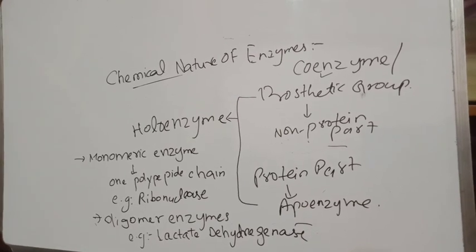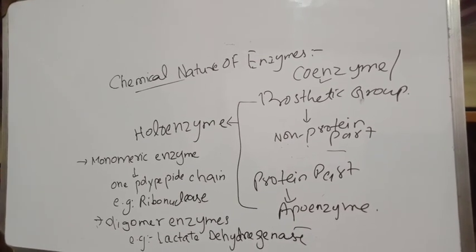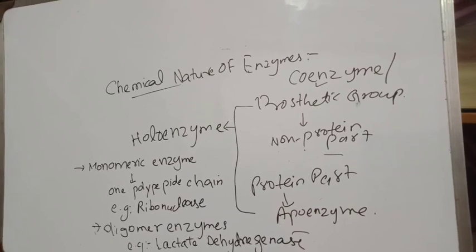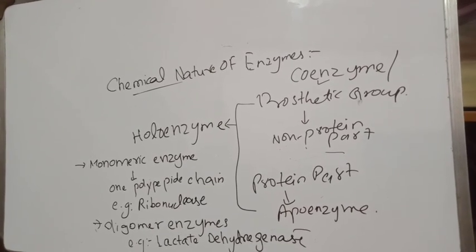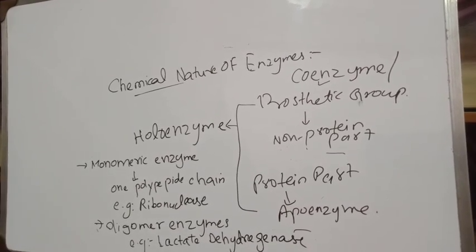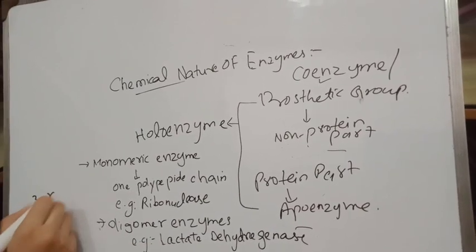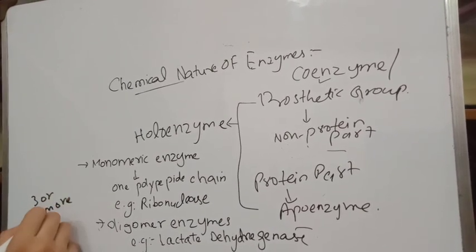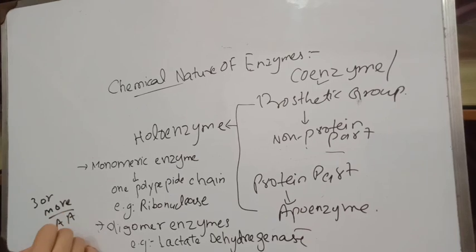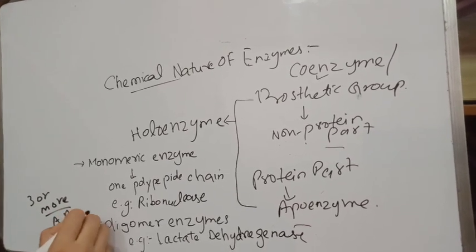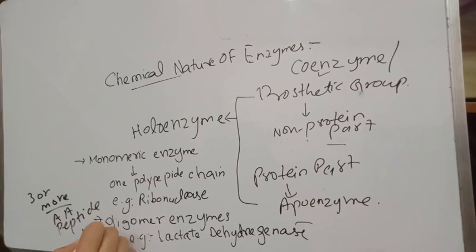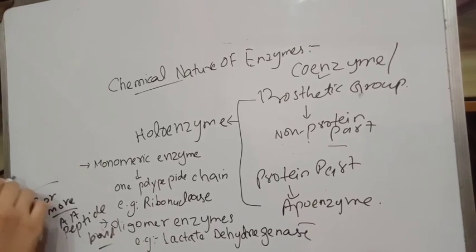Polypeptide. What is a polypeptide? A polypeptide is a condensation of amino acids that forms a protein molecule, or a molecule consisting of 3 or more amino acids linked together by peptide bonds. This is called a polypeptide.